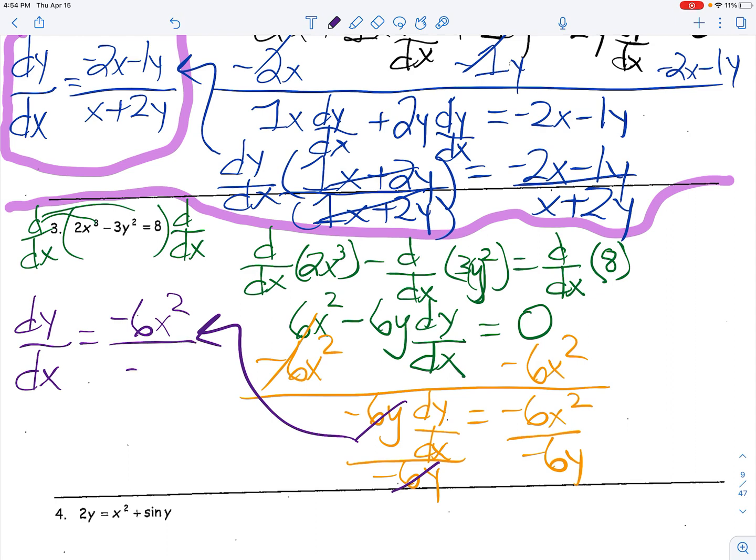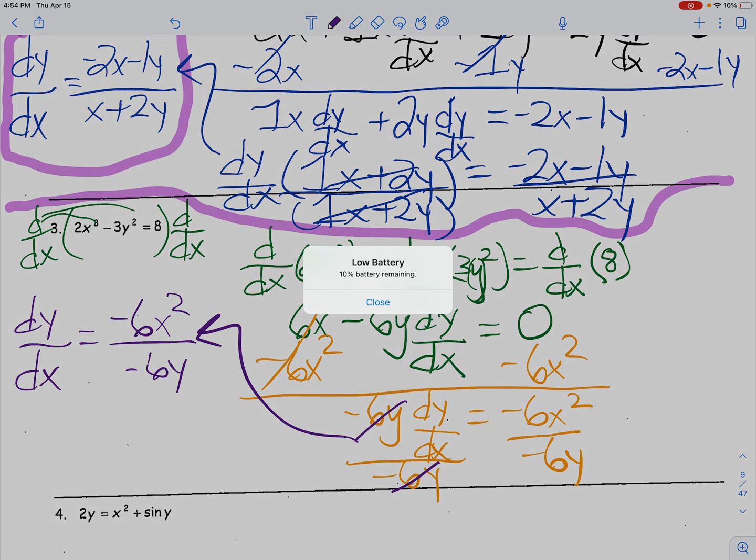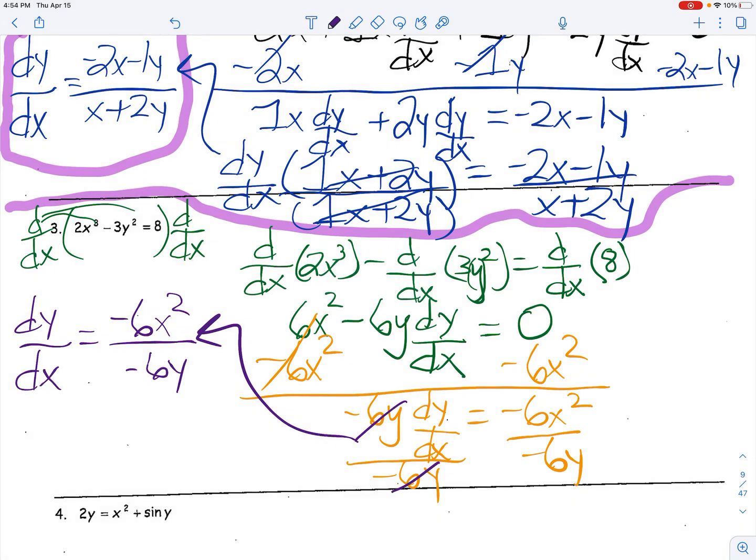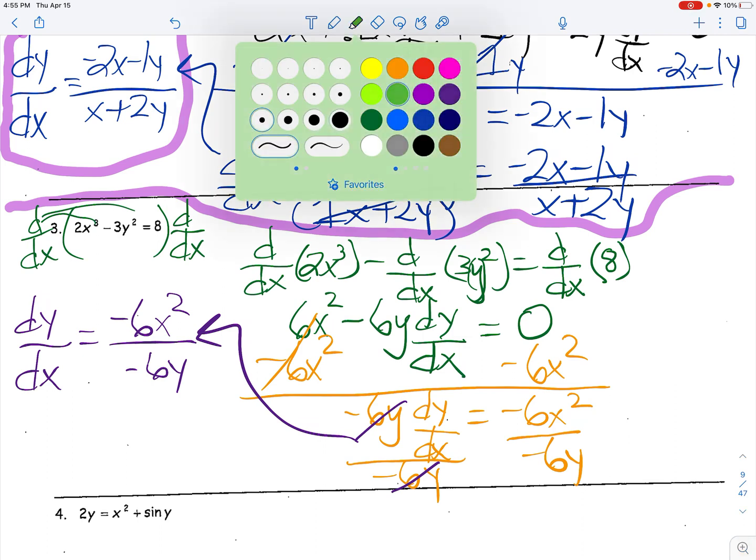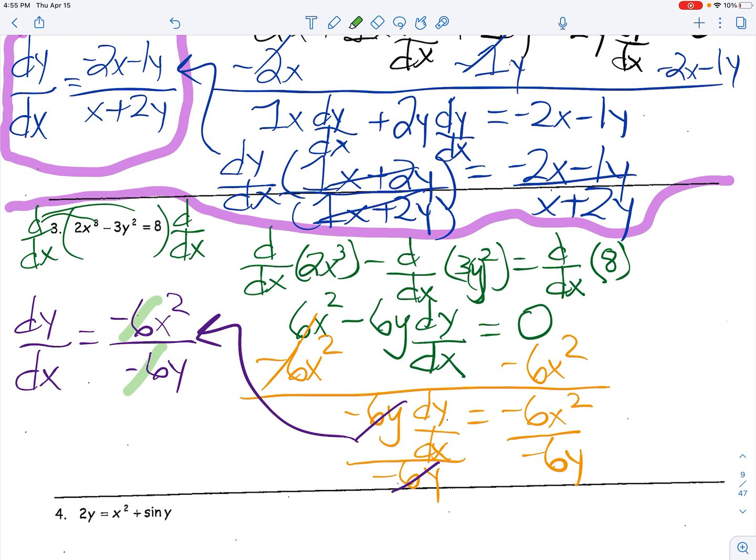All right, so let's see here. So dy dx is negative 6x squared over negative 6y. Now, you want to leave it like that. It's fine, people, but this is not too bad to simplify. You got a monomial up there, the numerator and the denominator. I love that right now, oh my goodness. So here you can divide.